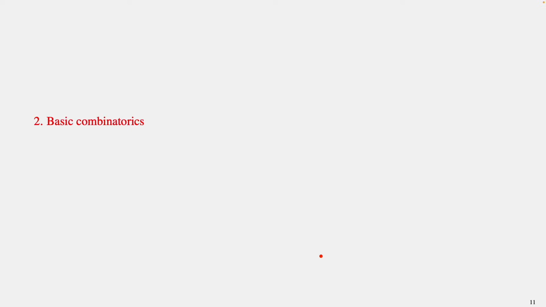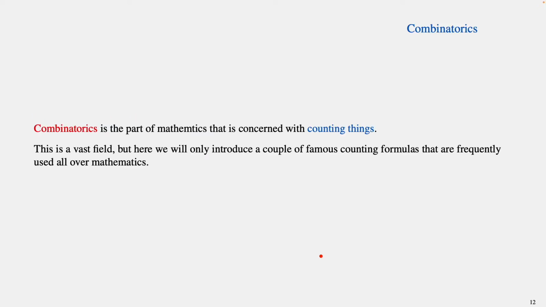Next, we're looking into some basic combinatorics. By combinatorics, we mean that part of mathematics that is concerned with counting things or how to count things. And this is really a vast field. But here I only want to introduce a couple of famous counting formulas that are frequently used.